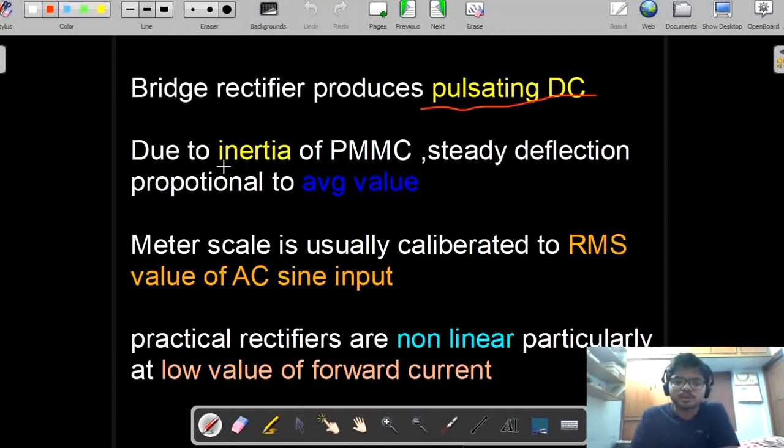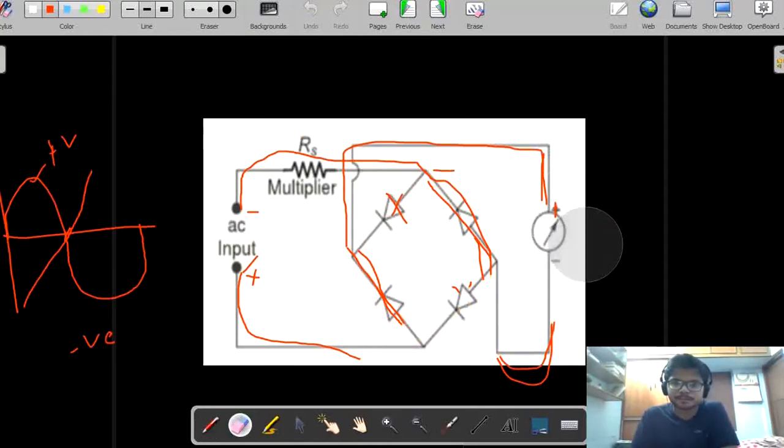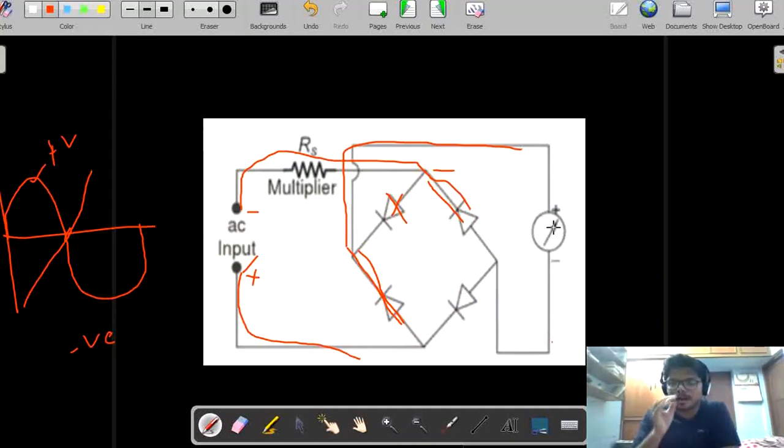Now, due to the inertia of the PMMC, steady state value, see this diagram carefully. This is a PMMC galvanometer, right? My PMMC needle is initially at rest. But when I apply a high frequency, suddenly what will happen? Positive cycle, negative cycle, positive cycle, negative cycle. In such a manner my galvanometer needle shows some deflection, but due to the very high frequency it can't deviate more than a certain value. It will deviate to the average value of this wave.